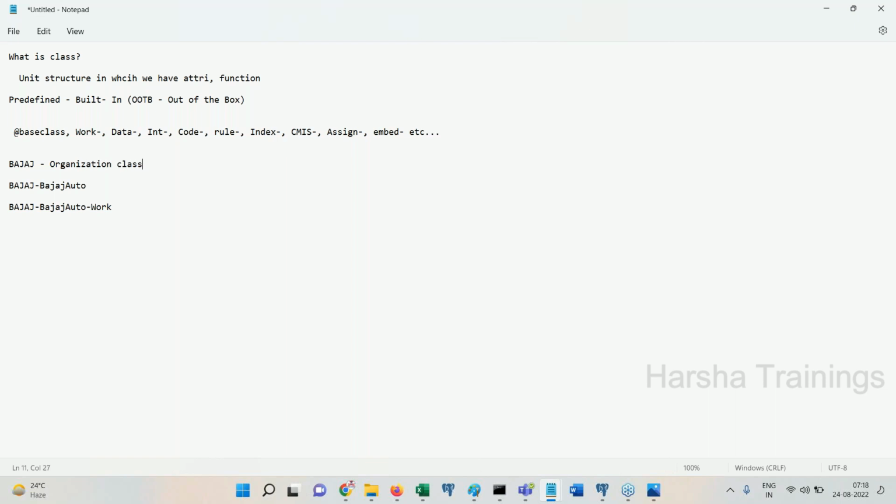I'm comparing with the organization structure. I told you ideally how many levels an organization has: 3 levels. Organization, division, unit. You may have subunits and all, but here you see the second one. This is division level. So organization level and division level classes got created, and the third one is unit level. At unit level, the name of the class is Work.